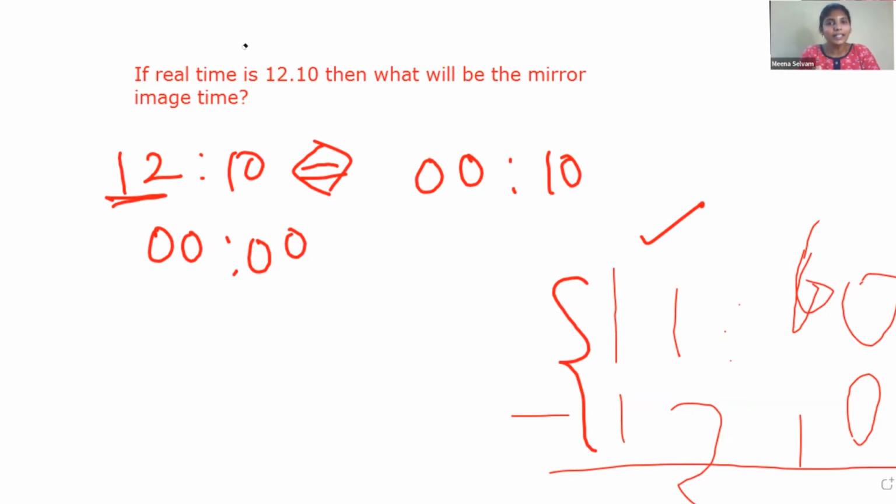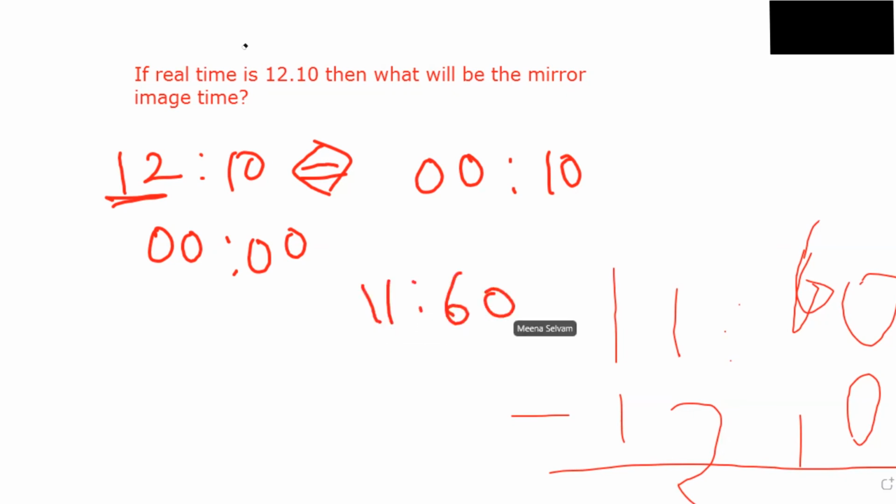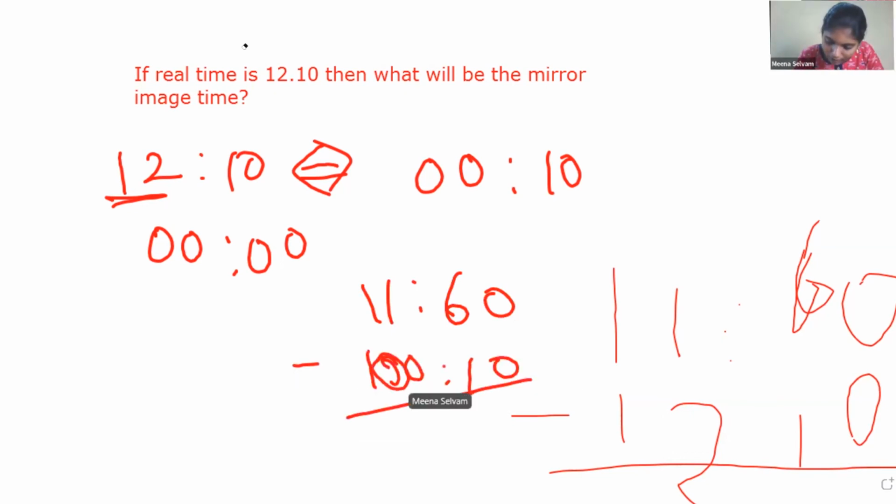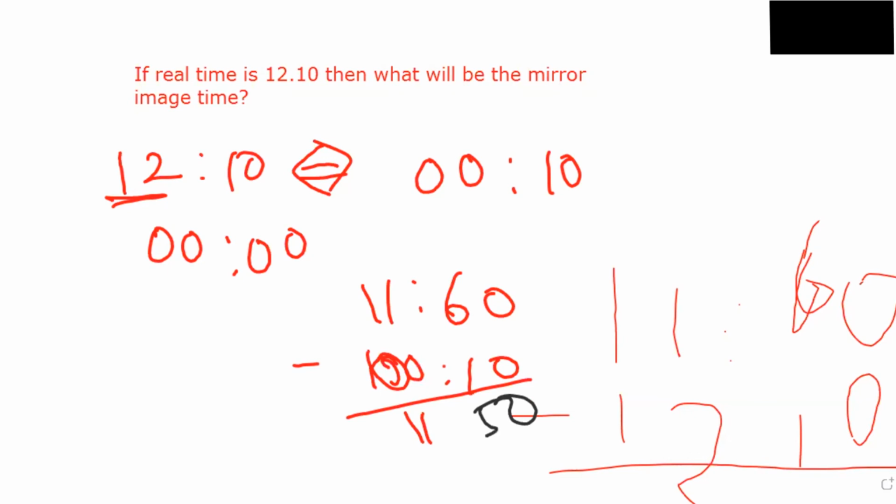Which is nothing but 1210 only. In digital clocks, 1210 will be shown as 0010 only. Okay. So by doing it, you will get the answer 1160 minus 10, that is 1150. Yeah, 1150. I'm sorry. 1150. Okay, that's it. Very simple. Is this clear to you now? Yes, ma'am. Has everybody understood this type of sum? Yes, ma'am. Very good.